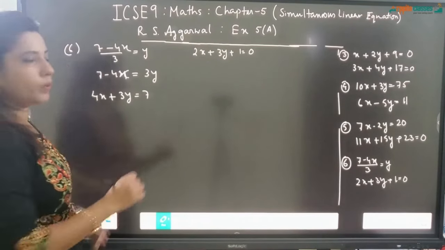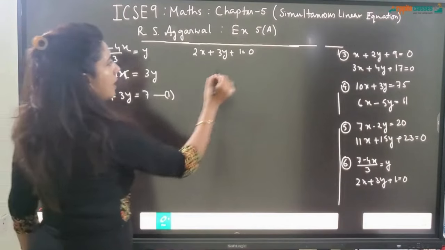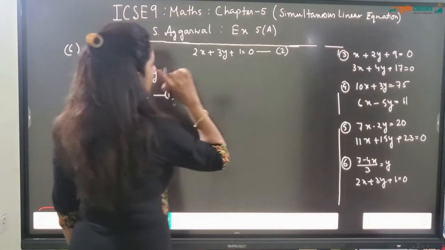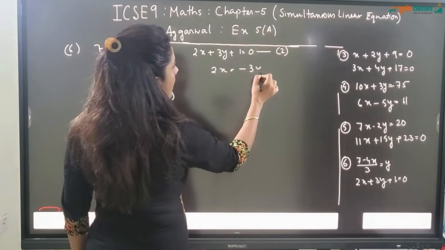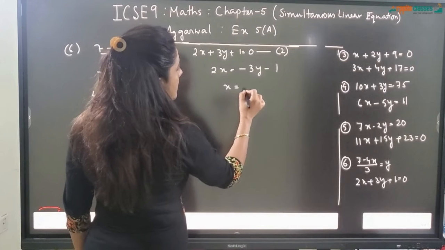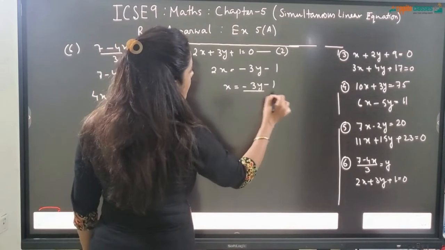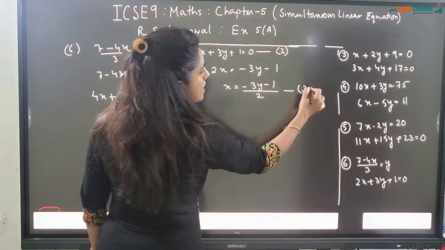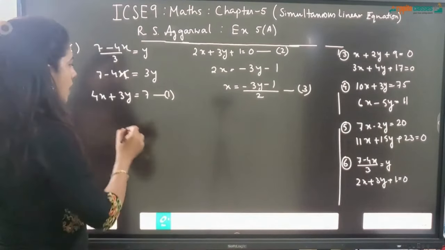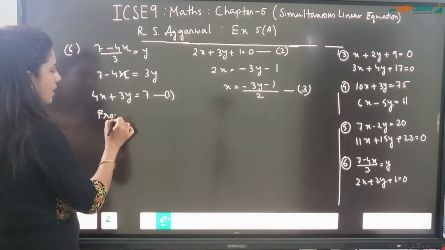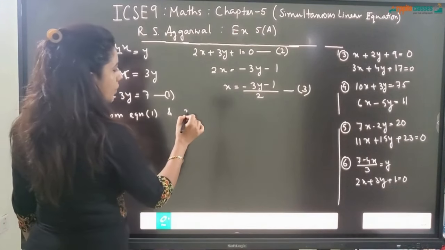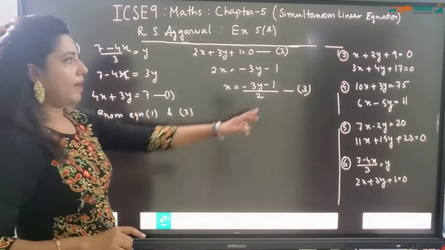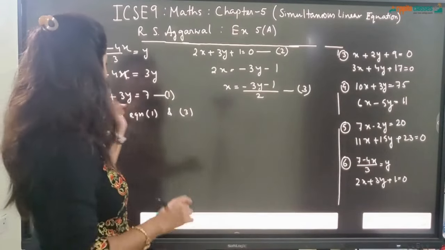So comparing these two equations, I see the second equation is smaller. So I'll be taking the second equation. 2x is equal to minus 3y minus 1, and x is minus 3y minus 1 whole divided by 2. This is my equation 3. Now I'll be writing from equation 1 and 3. So basically I'm going to put the value of x from equation 3 to equation 1.